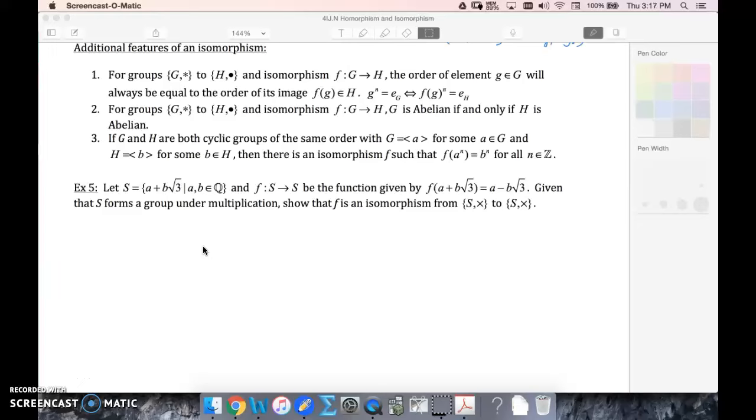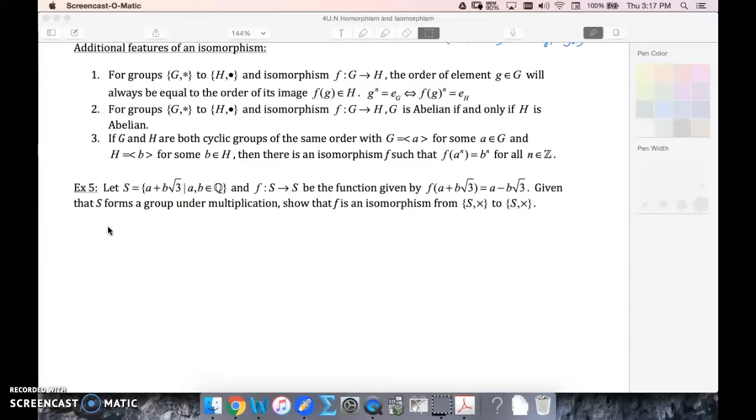All right, I'm not going to read you the additional features of an isomorphism because I trust that you can read for yourselves. But I do want to point out this notation. When we say that it's a cyclic group G equal to ⟨a⟩ in our inequality symbols here, a is our generator. So we've got, for some a element of G, and here H is a cyclic group where b is its generator. All right, so if we've got cyclic groups with the same order, then there's going to be an isomorphism between them. So that's pretty interesting, although not so surprising.